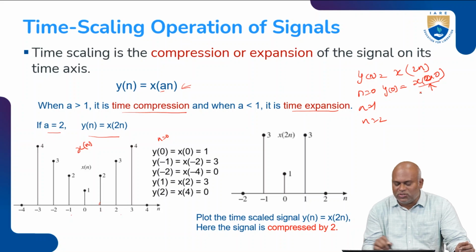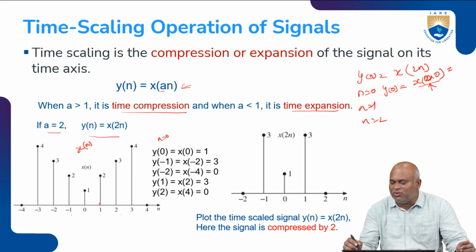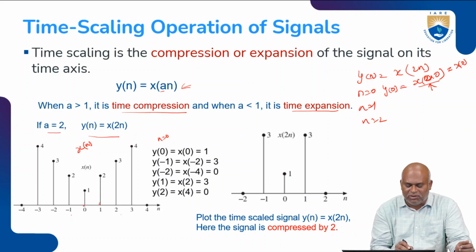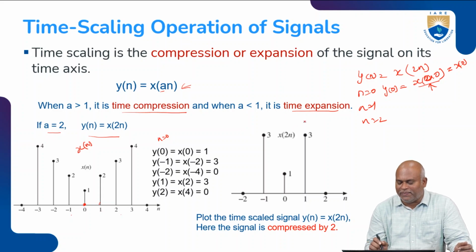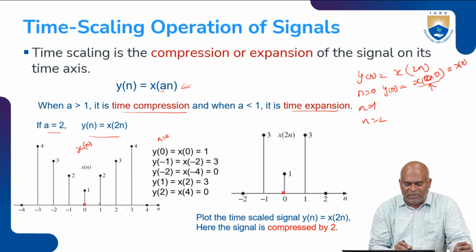Now you should substitute n equal to 0. That is 2 into 0, which is x of 0. This position 0 has the amplitude 1. So the resultant value I should write here is 1.